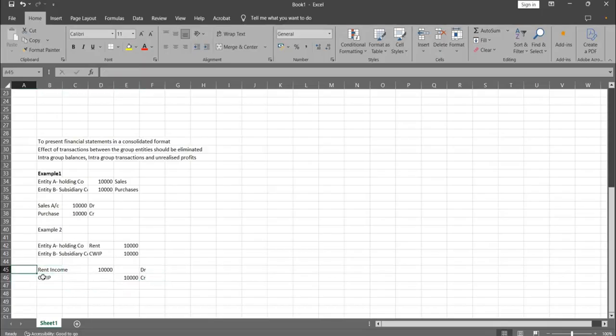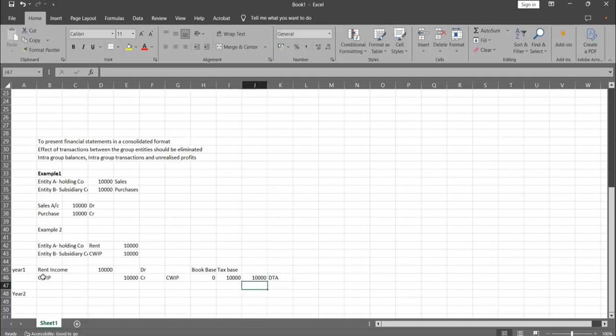Now this is the case of year 1, and in year 1 we will also record an entry for deferred tax. Why deferred tax? Because if I see the book base of CWIP, it will be 0 because I have reversed 10,000 rupees. But the tax base is still 10,000. So there is a temporary difference of 10,000. And since the tax base of an asset is more, it will lead to a DTA.